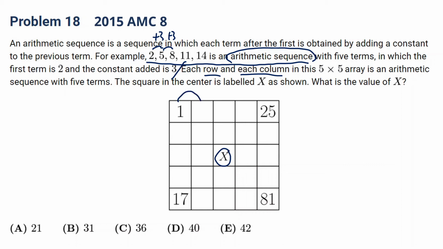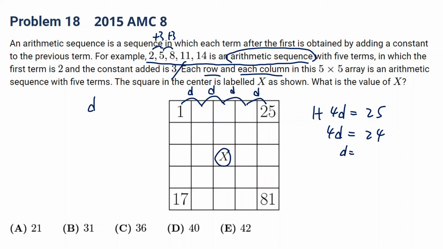So let's use D to represent the difference. So 1D, 2D, 3D, 4D. It's like 1 plus 4D is equal to 25. Here we use algebra and let's solve this. So 4D is 24, so D is 6. So now we get 7, 13, and 19.